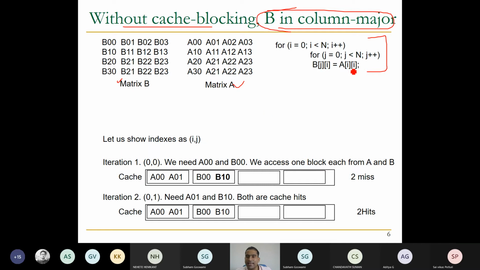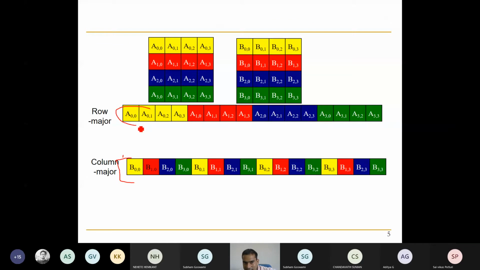And we will show the indices as ij. So now suppose you do the first iteration of this for loop. Initially i, j is 0, 0, and here also we have 0, 0. Because our block size is 2 bytes, we will access one block from A and one from B, and that block will have 2 elements. Once we access A00, I will also access A01. And once I access B00, I also access B10.